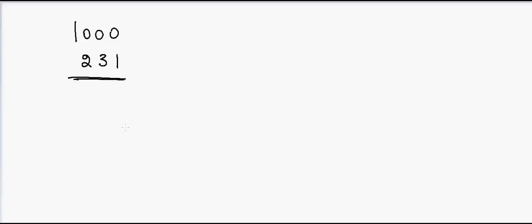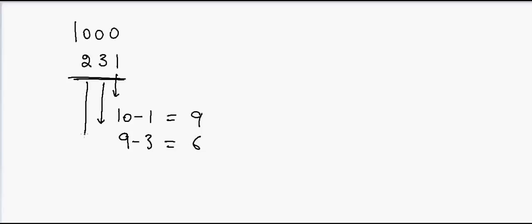In that case, first I'll take the first number and subtract it from 10. So 10 minus 2 is 8. Then I'll take the second number and subtract it from 9. That will be 6. And then I'll take the third number and also subtract it from 9, equal to 7. So my answer will be equal to 769.